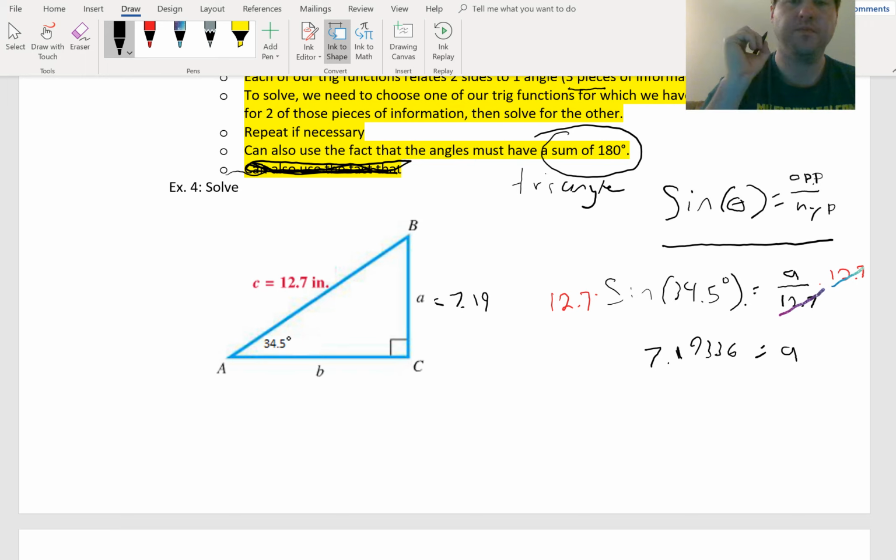Okay. So we could use the Pythagorean theorem here. We could use the sum of the angles. We could use another trig function. I feel like using another trig function.